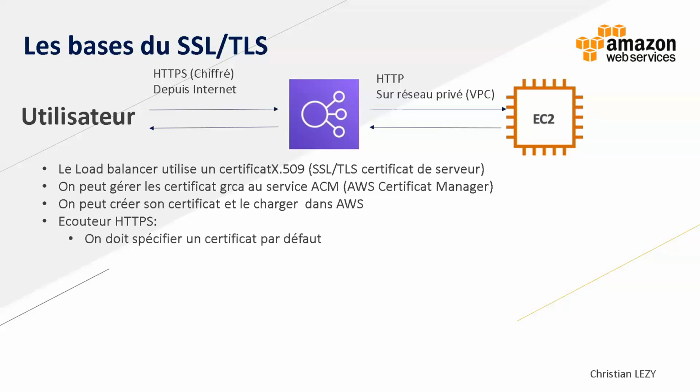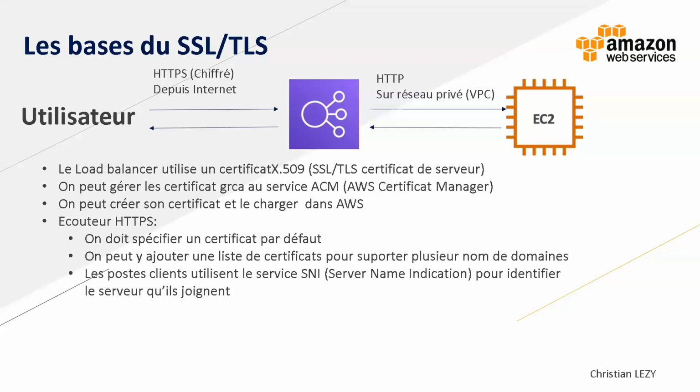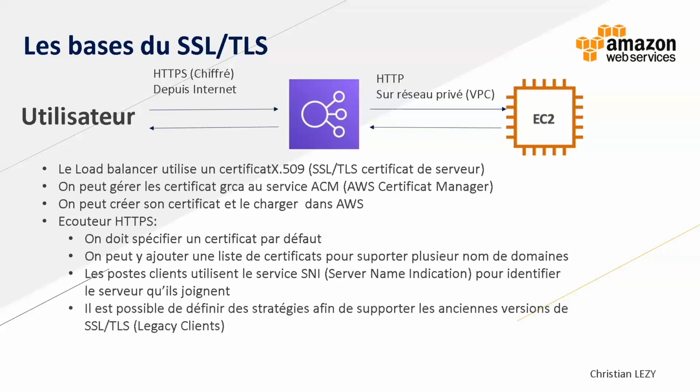At the HTTPS listener level, a default certificate must be specified. A list of certificates can be added here to support multiple domain names for multiple websites. A client machine uses the Server Name Indication service to identify the server they are trying to reach. Policies to support all versions of SSL/TLS on legacy clients with legacy security policies are also possible.